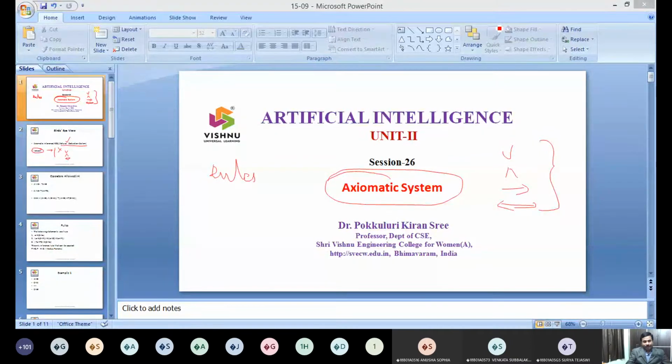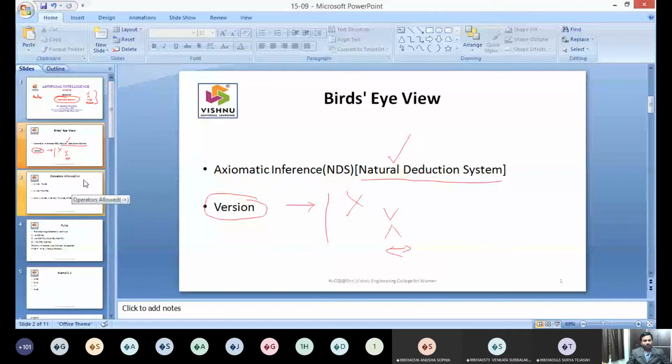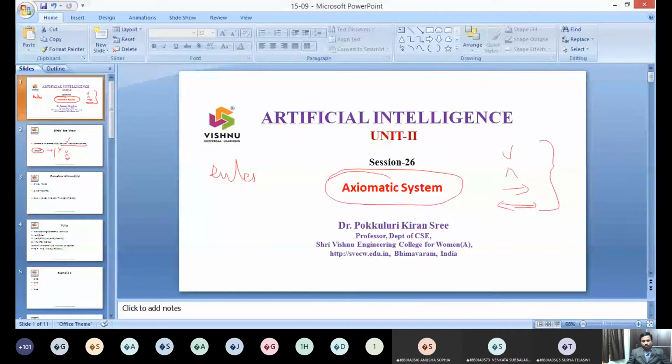So for telling whether the inference is true or false, you need to use only a single operator, that is called implication. That's what I'm saying. The second version of your axiomatic system uses only this implication operator. It should not use OR, it should not accept AND, and it should not accept this bijection. It has to only accept this implication.